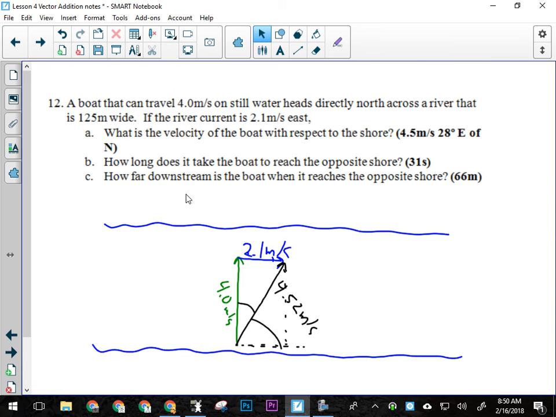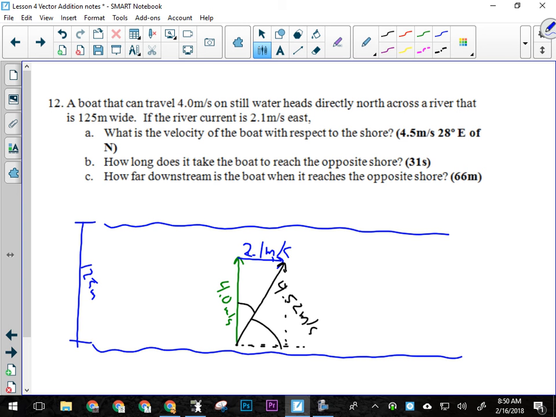That's for A. Now, the second part, we've talked about this example already once before. How long will it take the boat to reach the opposite shore? Well, the other piece of information we were given was that the river is 125 meters wide, not long, wide. If I'm crossing it at 4 meters per second, can I figure out how long it takes me to get across? That whole time I'm going across, I'm also going down the river, so I can use the time for both across and downstream.